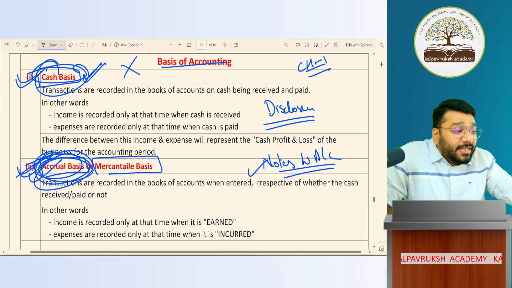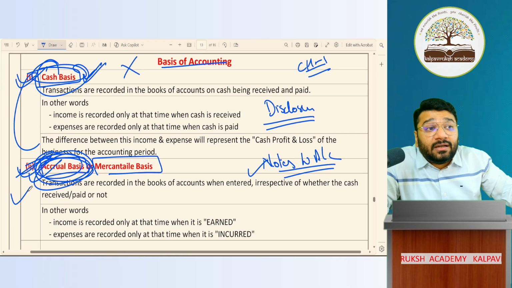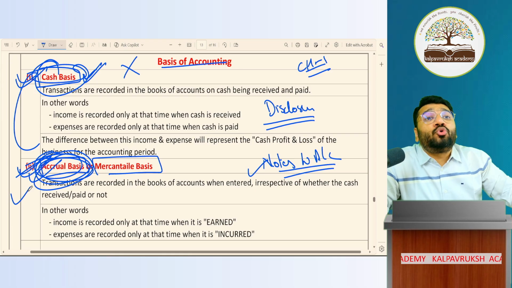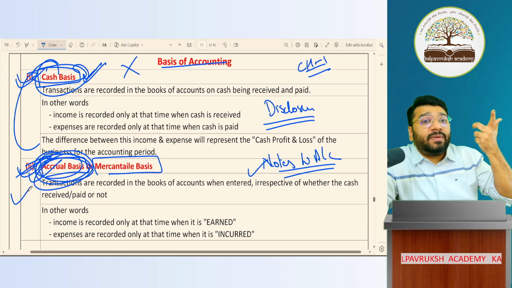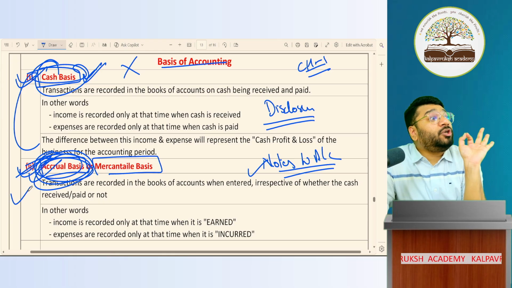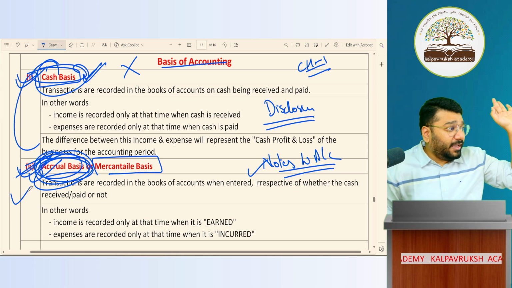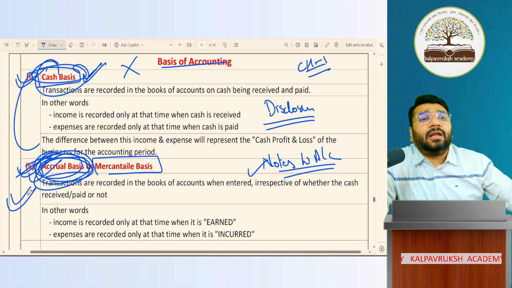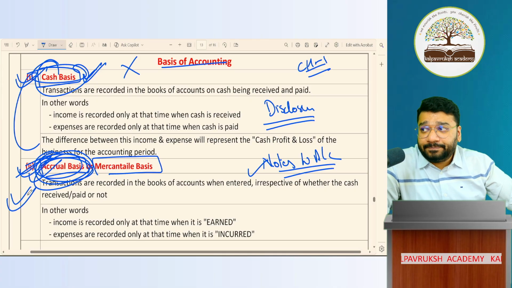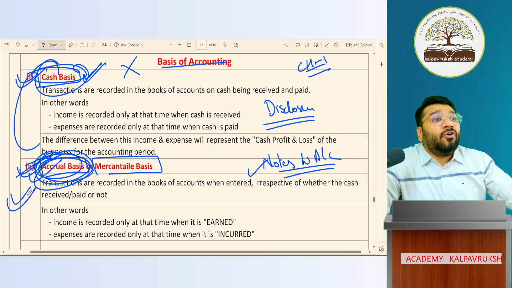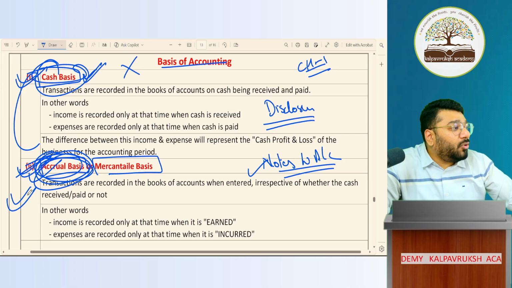Because out of these both, this is the more appropriate way to prepare the financial statement, which will reflect a true and fair picture. How should a financial statement be? It should be true and it should be fair. For a financial statement to be true and fair, accrual basis is the most appropriate method. Got it, not got it? However, if company law is applicable to you, you only have to prepare the accounts on accrual basis. Cash basis is not allowed.